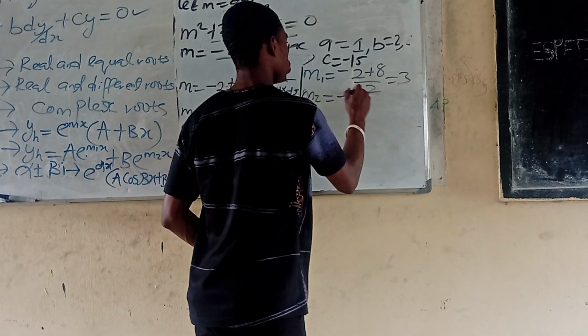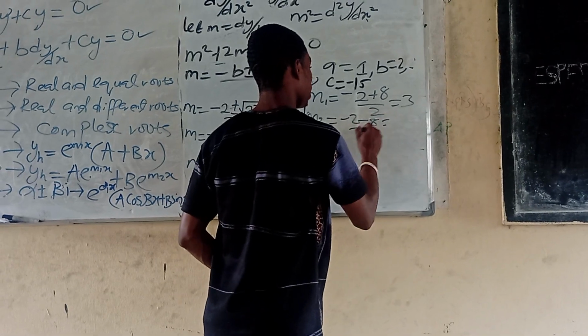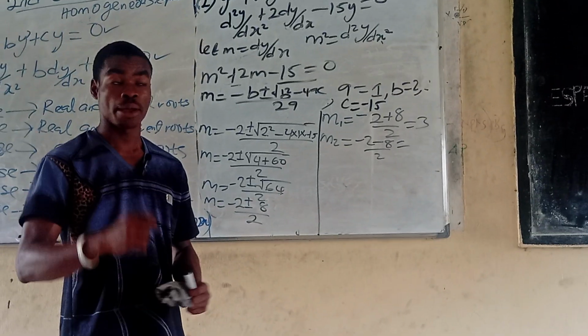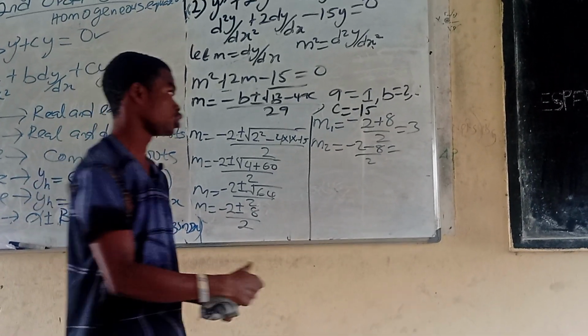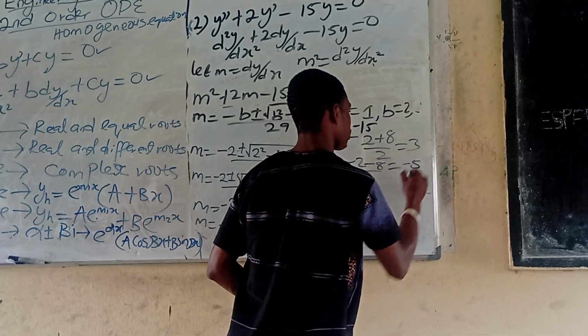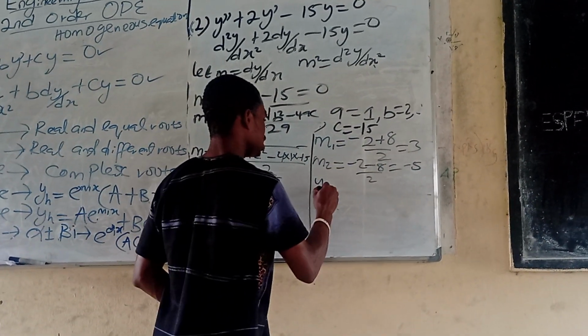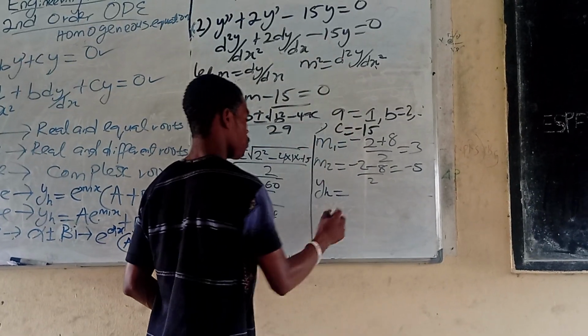m2 equals minus 2 minus 8, divided by 2. What is that? Minus 2 minus 8 is minus 10. Minus 10 divided by 2 is minus 5. So your m1 is 3, and your m2 is minus 5. This is the form for real and different roots.